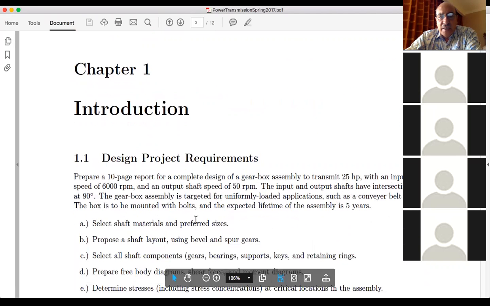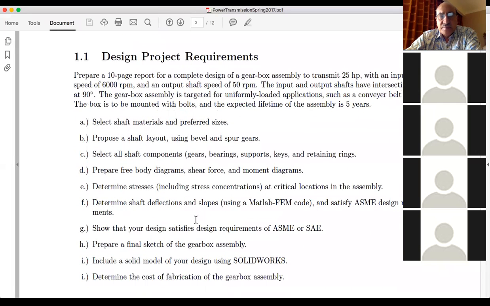So as you will see here, we wanted to have a gearbox design that will transmit 25 horsepower, and it will have an input shaft speed of 6,000 RPM and an output shaft speed of 50 RPM. One of the requirements is that we wanted to have the input and output shafts intersecting at 90 degrees. And that obviously will determine the selection of the gears.